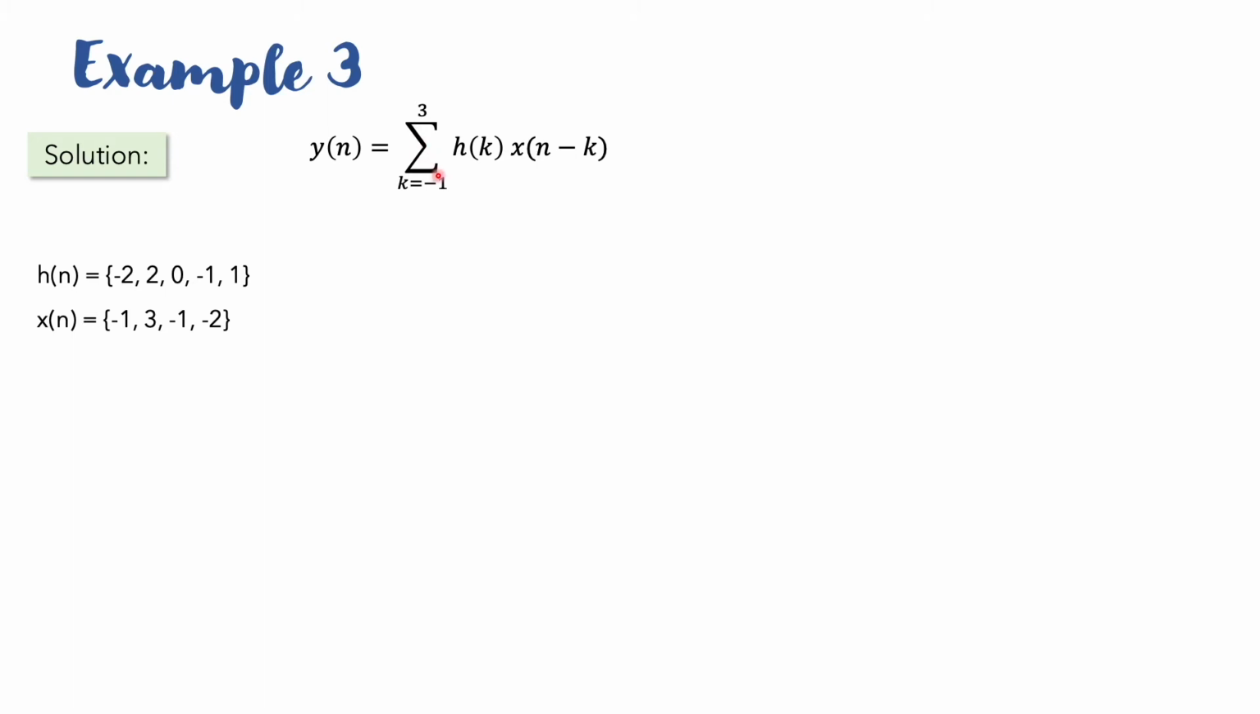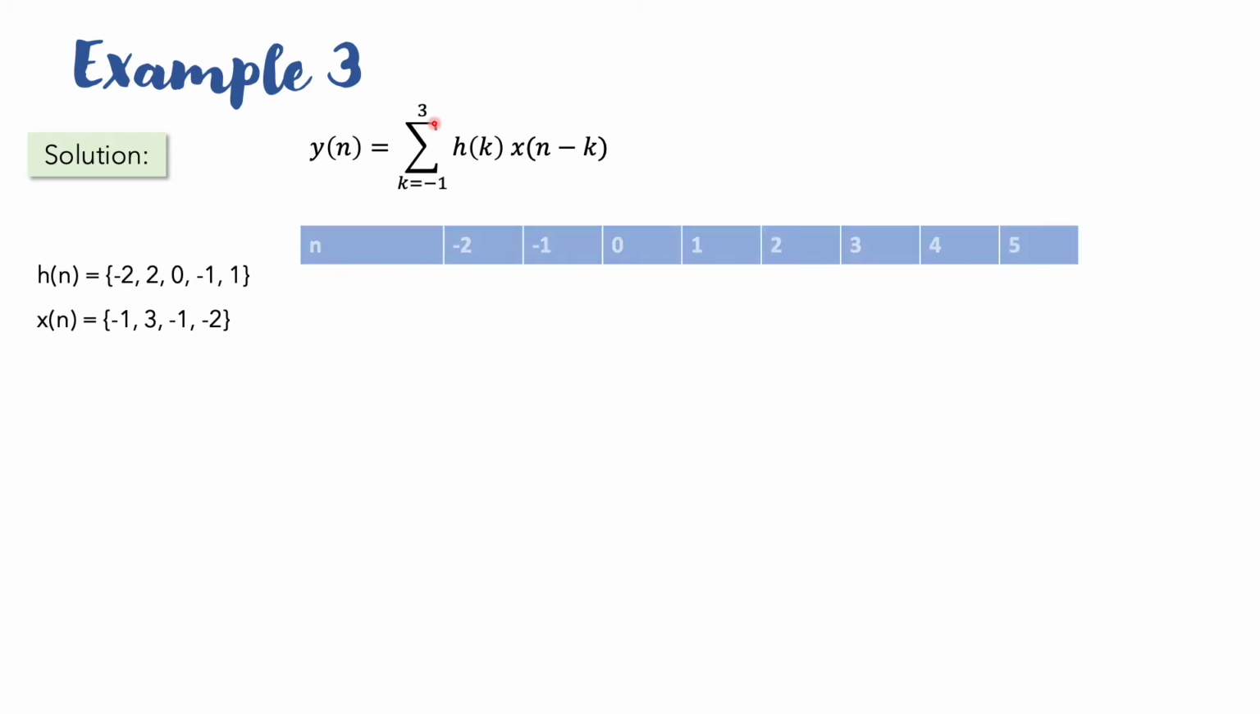Sorry, -1, 0, 1, 2 and 3. Right, so we are going to shift it 5 times, but the first value, since it is negative, will be shifted towards left, and then for the rest of the 4 values of k, the x will be shifted towards right. Okay, so first we will lay down our values like this.